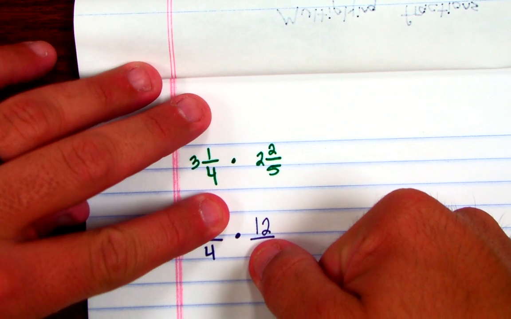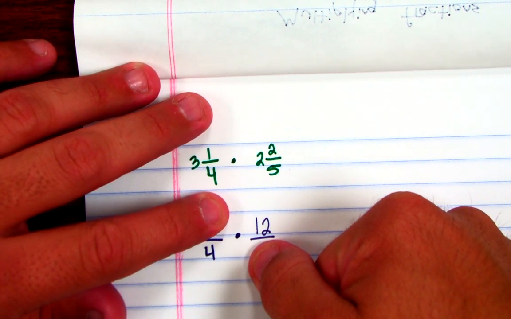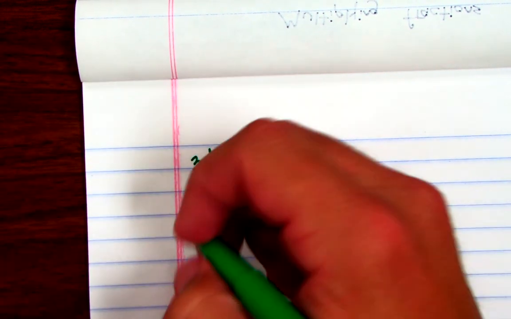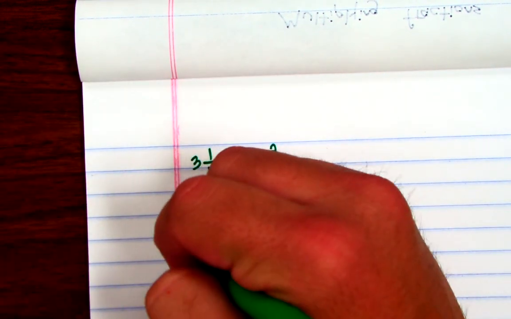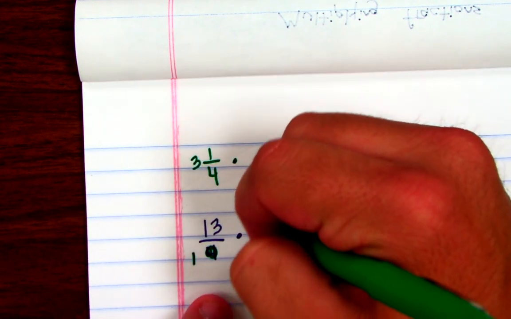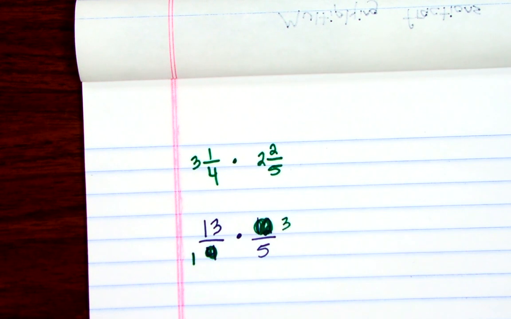However, 4 and 12. What number goes into both 4 and 12 evenly? Well, 4 does. How many times can 4 go into 4? Go in there once. How many times can 4 go into 12? Well, it can go in there 3 times. Well, look at that. We just simplified it.